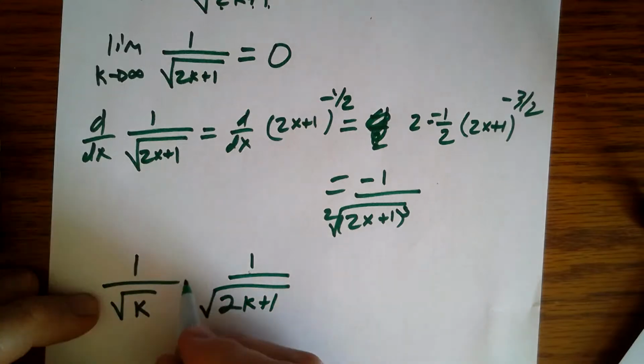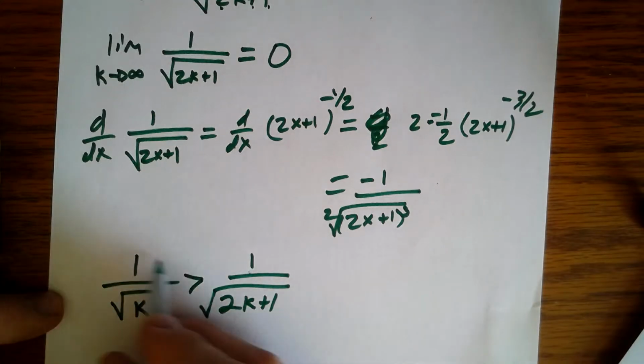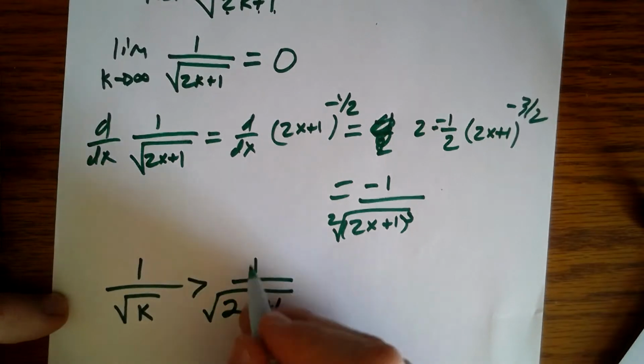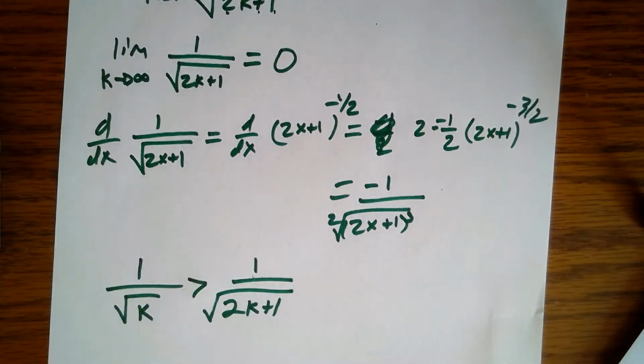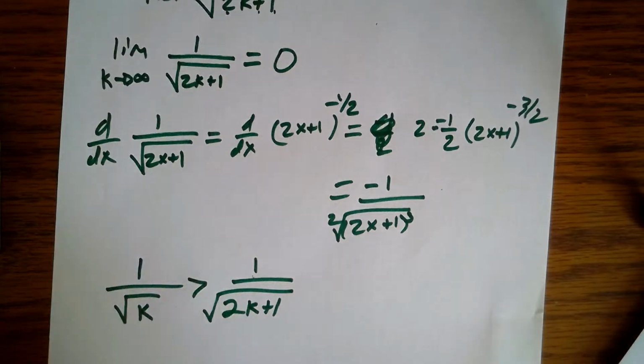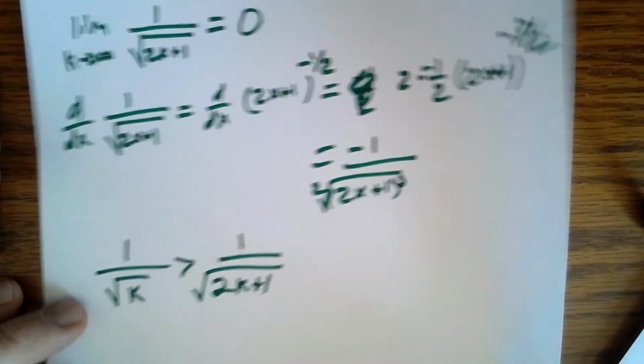The left is bigger, right? Now here's the problem. The left is always bigger, but the left diverges. We have to have something that is always bigger than this and converges. Yeah, I'm just seeing this as an integral test.